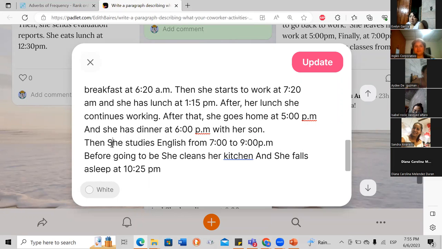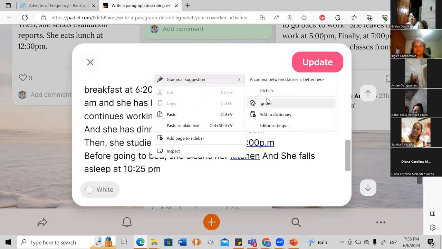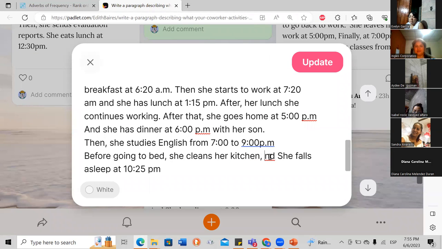Then she studies English from 7 to 9 p.m. Before going to bed, que le falta una D, she cleans her kitchen. Okay, muy importante eso. And she falls asleep at 10:25 p.m. Okay, that was good, very good.